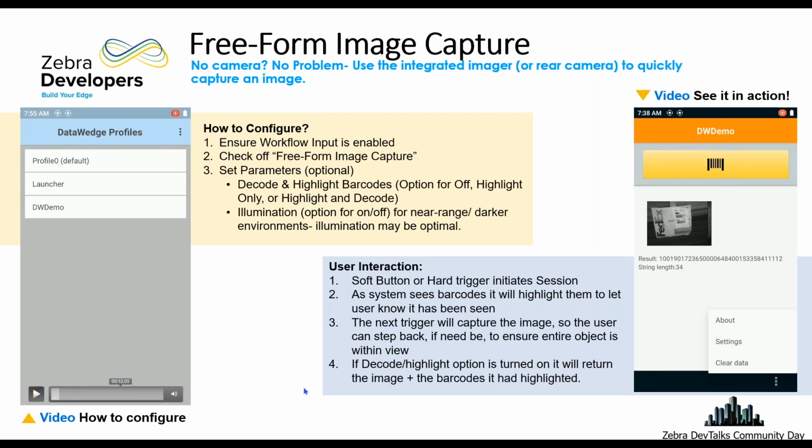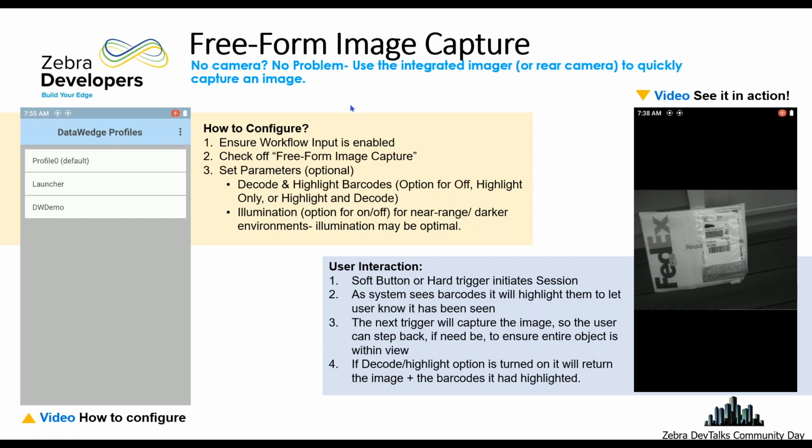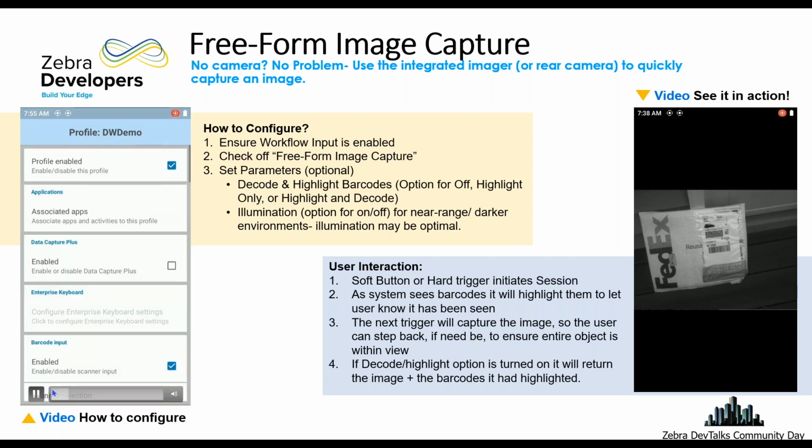Okay, so we were scanning barcodes before. Now, if you happen to capture an image, and at the same time, if you want to decode the barcodes available in that image, you can use the freeform image capture option. So this is available under workflow input, and there is an option called freeform image capture under workflows. Let's see how it works.